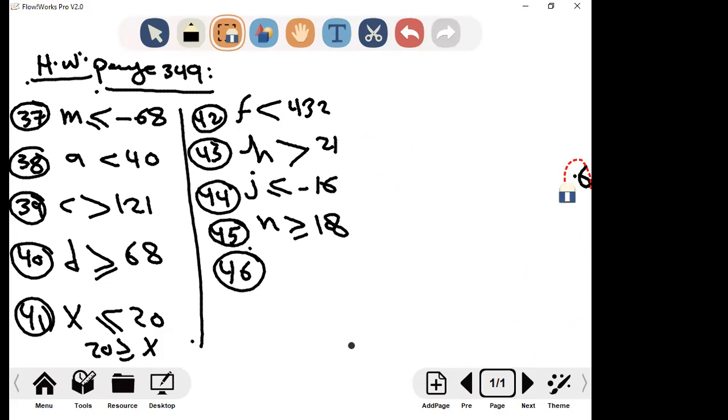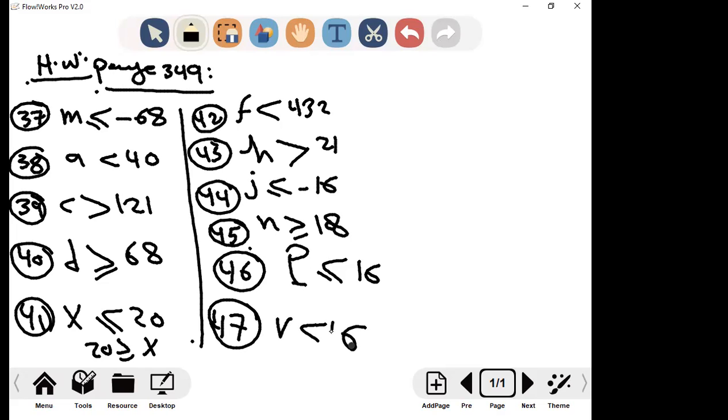Question 46. We have 6p less than or equal 96. Dividing by 6 on both sides, p will be less than or equal what? 16. Question 47. 4r less than 64 means r will be less than what? 16 also, right?